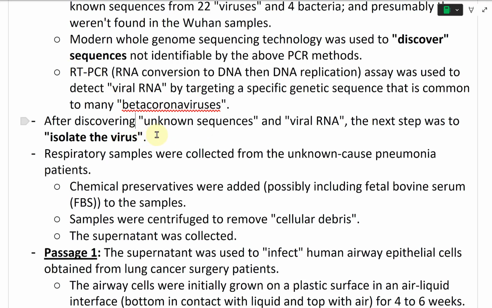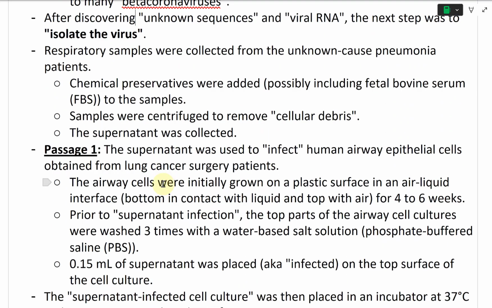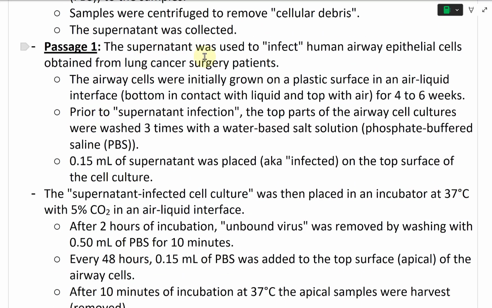After discovering "unknown sequences" and "viral RNA," the next step was to "isolate the virus." Respiratory samples were collected from unknown cause pneumonia patients. Then chemical preservatives were added, possibly including fetal bovine serum, to the samples. Samples were centrifuged to remove "cellular debris," and the supernatant was collected. Now you have passage 1. The supernatant was used to "infect human airway epithelial cells obtained from lung cancer surgery patients."